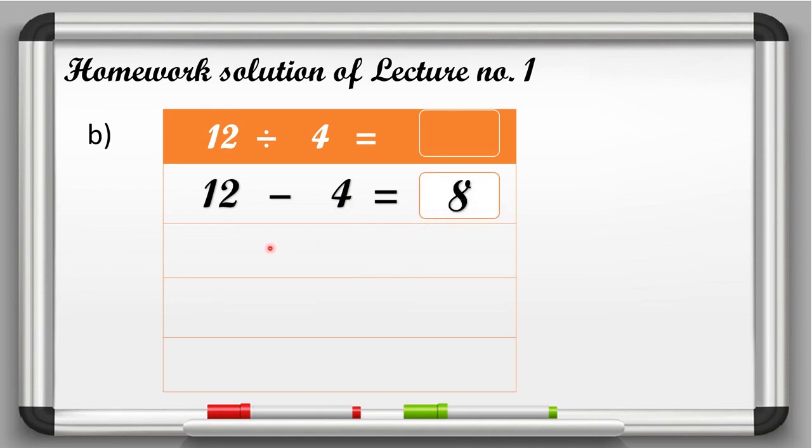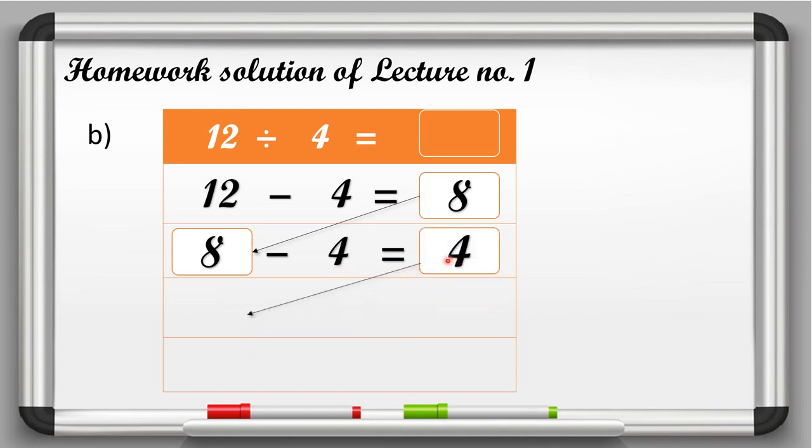Okay. Now the next is 8 minus 4. So keep 8 in your mind and 4 on your fingers. Let's start backward counting. 7, 6, 5, 4. So we'll write 4 here. Now we have to subtract the 4 from 4. So 4 minus 4. And that is equal to 0. So how many times we have subtracted 4? 1, 2, 3. So our answer is 3.